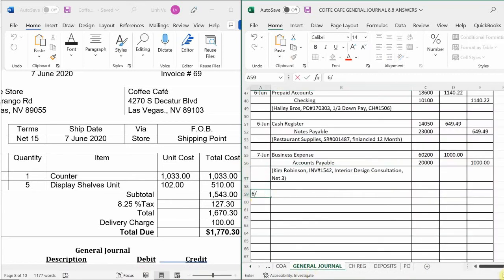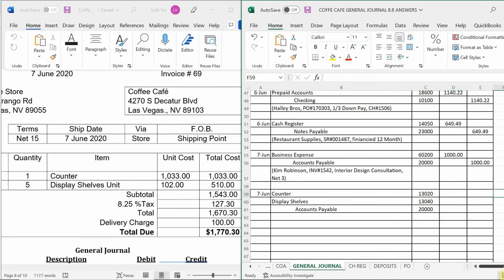Okay? So in this case, I acquired a fixed asset. So did I increase or decrease? You increase. So therefore, you're going to debit my counter and we're going to debit the display shelves. Okay? And lastly, we're also going to increase our liabilities. So we will have a credit. Okay? Those are all the account numbers, 20,000.